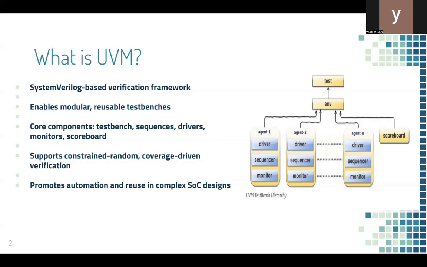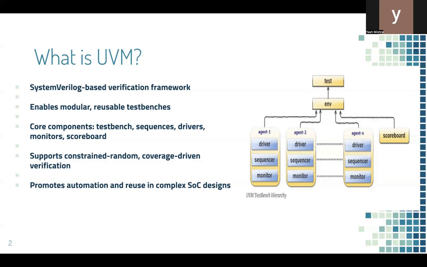As you can see, a UVM test bench consists of several key components: the test that sets up the goal, the environment, which includes agents, scoreboards, and coverage collectors. Agents include a driver, which sends data to the DUT, a sequencer, which generates test patterns, and a monitor, which watches the output. The scoreboard compares what the DUT did with what it's supposed to do.